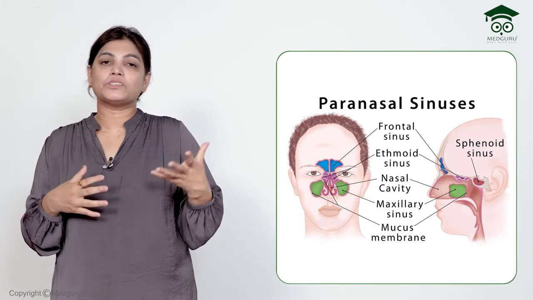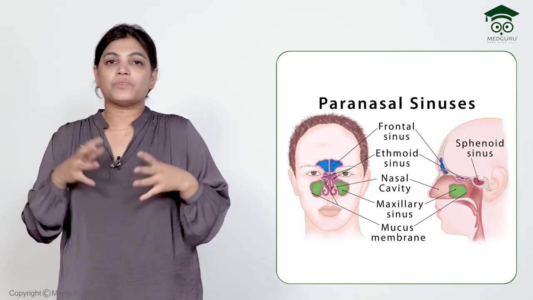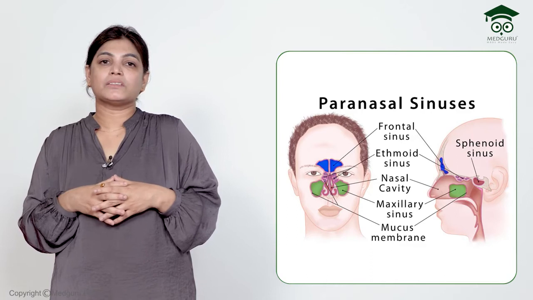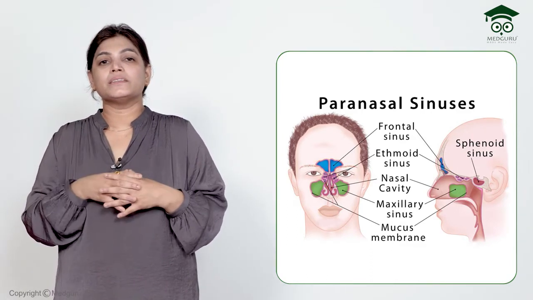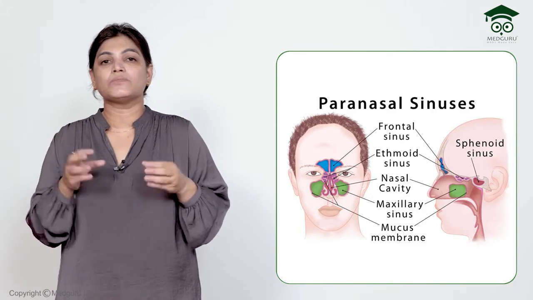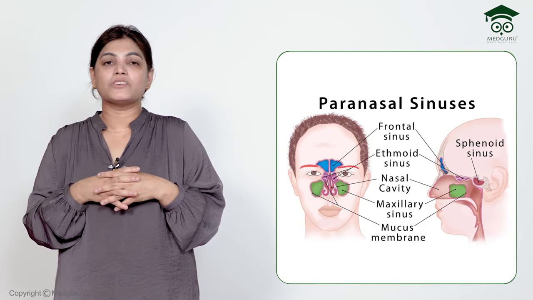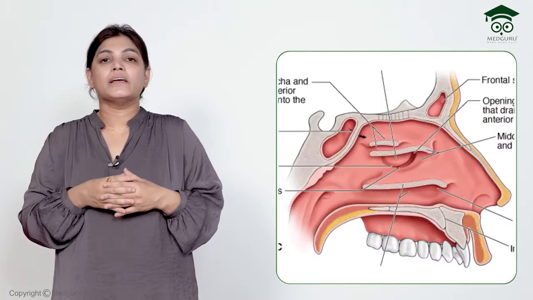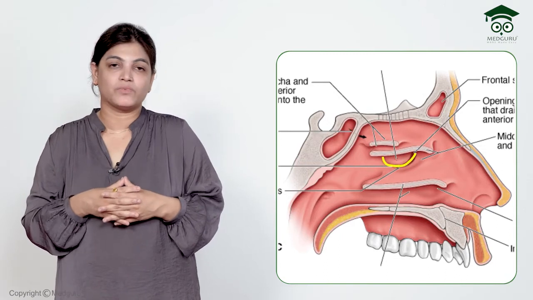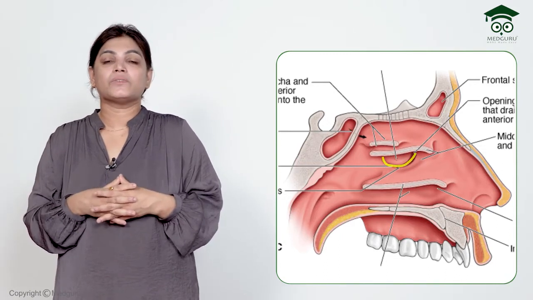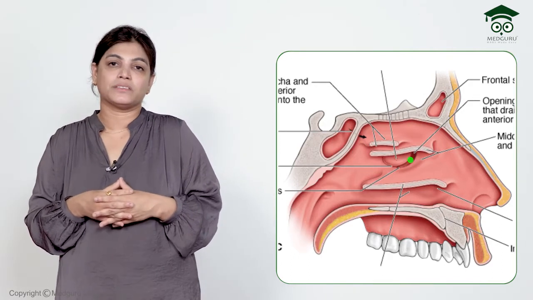Now coming to the location of all these sinuses, starting with the frontal sinus. The frontal sinus, as you can see in the diagram, is lying above the superciliary arch. It will lie in the frontal bone, and the frontal sinus is going to open by a frontal duct into the middle meatus, which we have already discussed. It is opening into the anterior part of hiatus semilunaris.